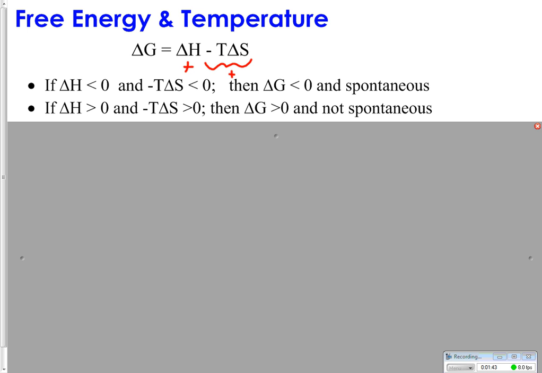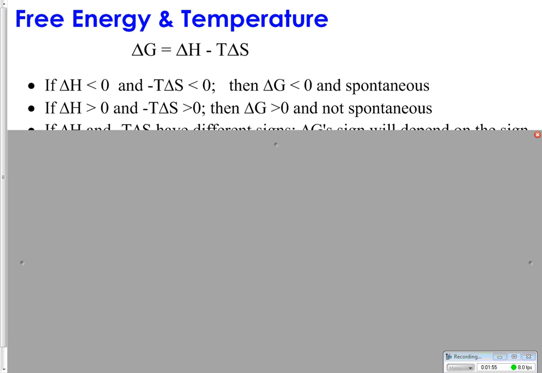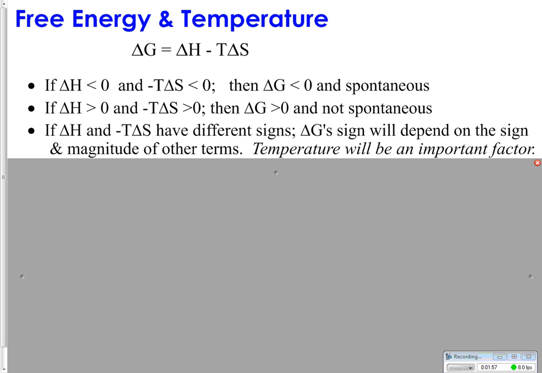not be spontaneous. We're going to have issues with predicting spontaneity of a reaction when the terms delta H and negative T delta S have opposite signs. If they have different signs, then the sign of delta G just depends on how big those terms are. If the positive is bigger than the negative, delta G would be positive. If the negative was bigger than the positive, obviously it would be negative. And that means temperature is the important factor there.